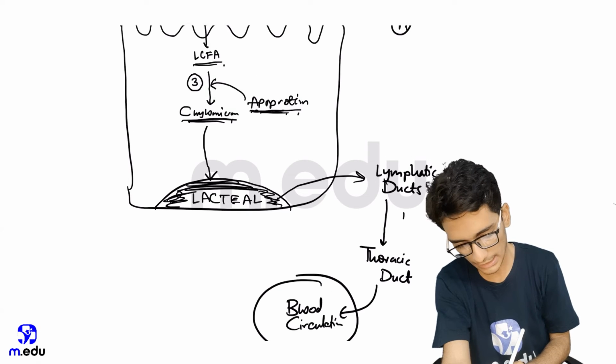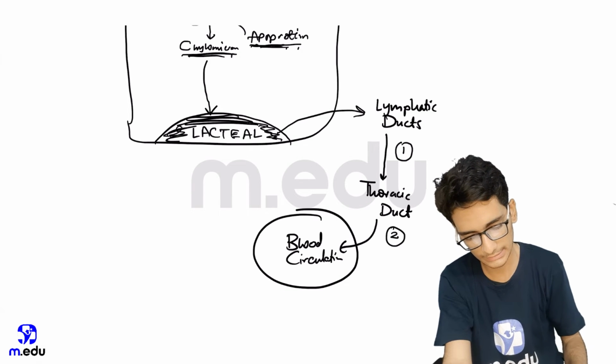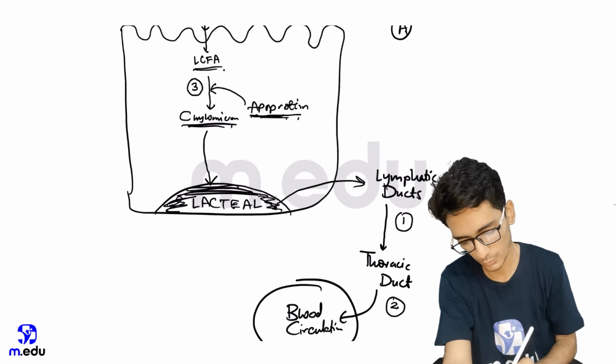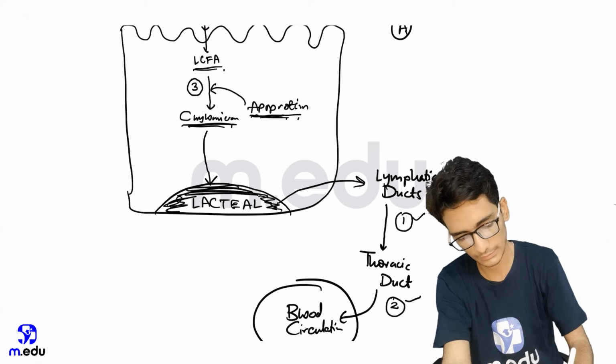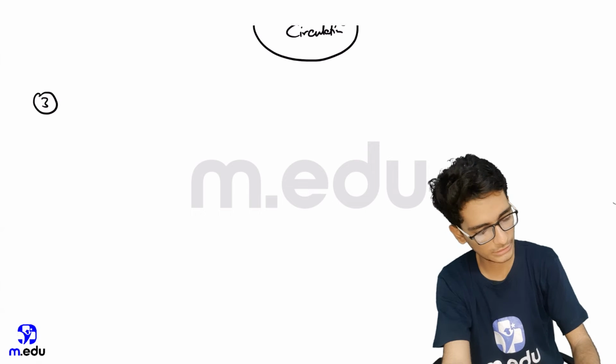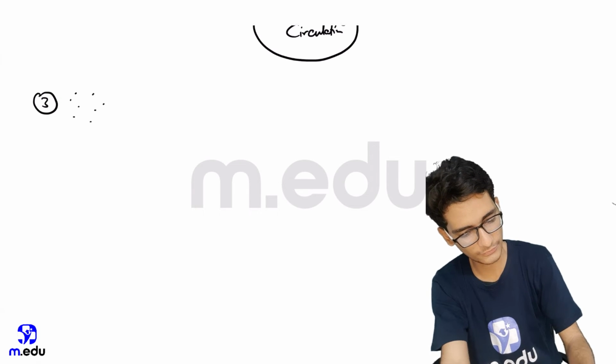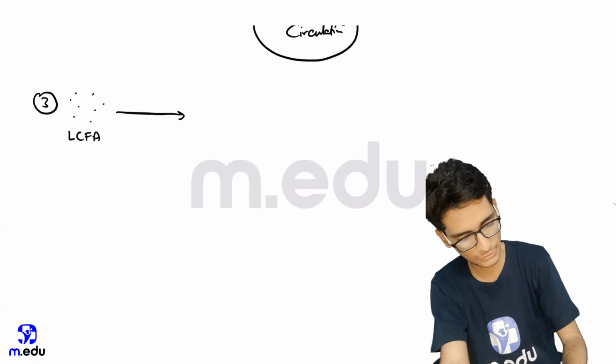There are two anomalies here which we'll be discussing in a minute. The third step I was talking about involves the re-esterification of LCFA molecules. They are re-esterified to form TAG again.